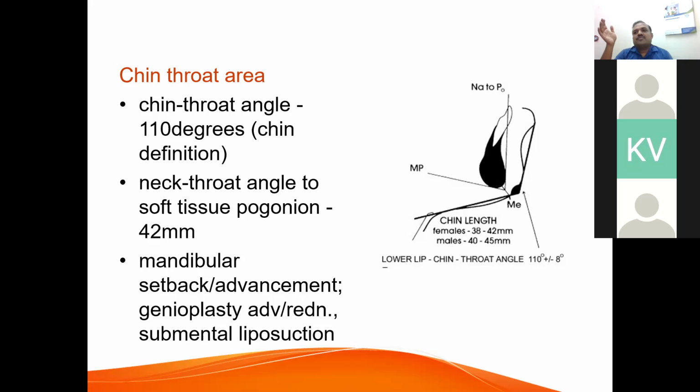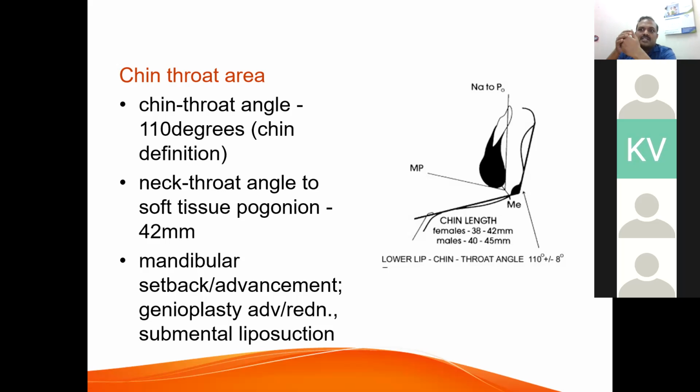So when you are planning for a setback, if this length is compromised, then you have to address it properly, because some individuals already have airway difficulty, if it is preoperatively assessed. If you're doing a setback and this length is compromised, then that will further aggravate the condition.